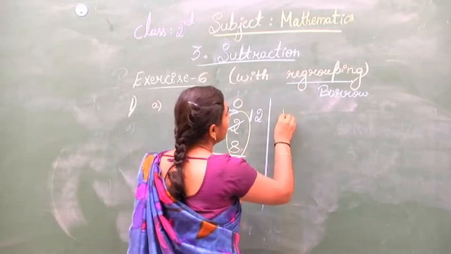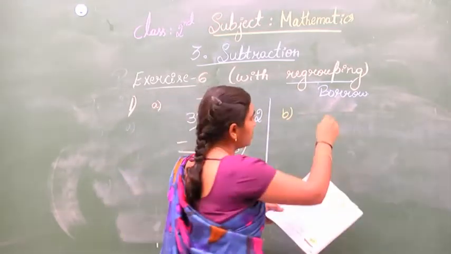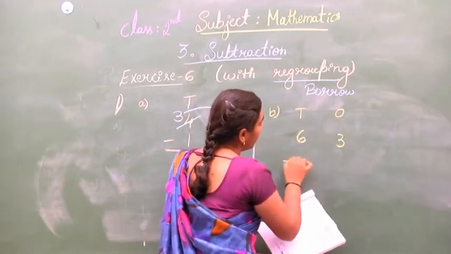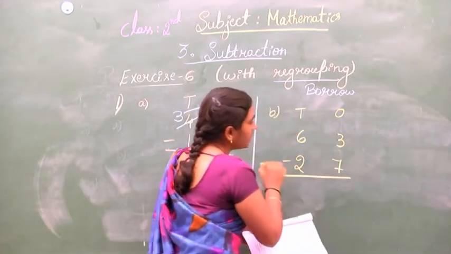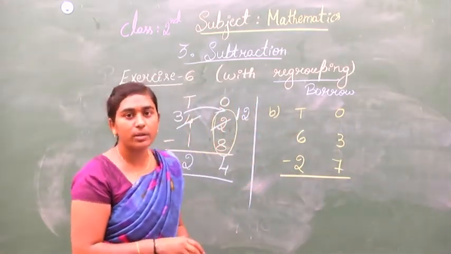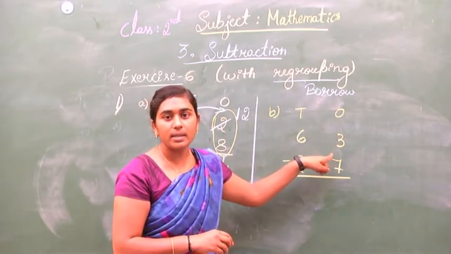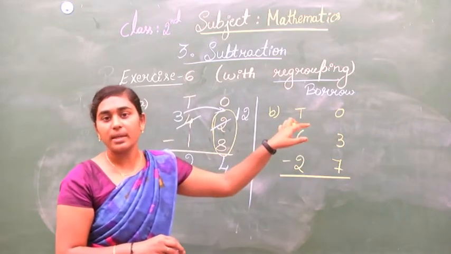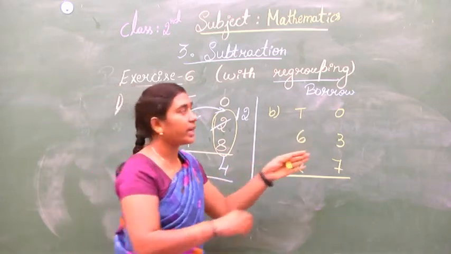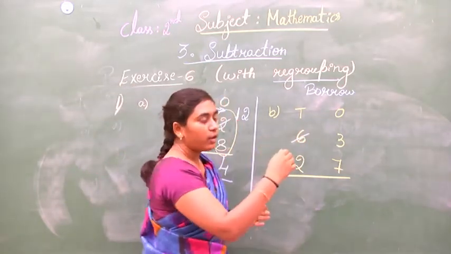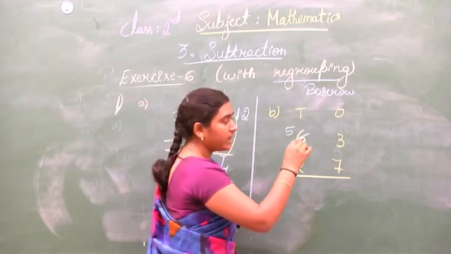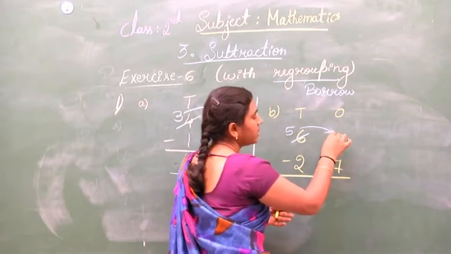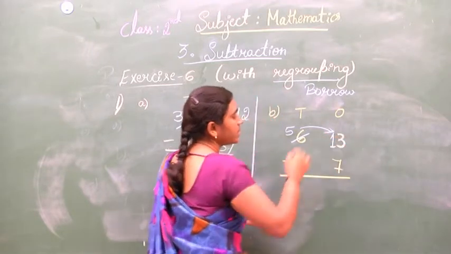Let's see one more question. Tens and ones, 63 minus 27. Here also if you observe the ones place, 3 minus 7. Which means we cannot subtract 7 from 3. What do we have to do? Again we have to take the regrouping. 6 before number is 5 and that 1 we will shift to the ones place. So 3 becomes 13.